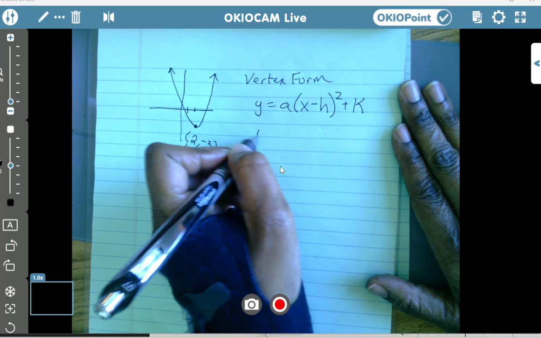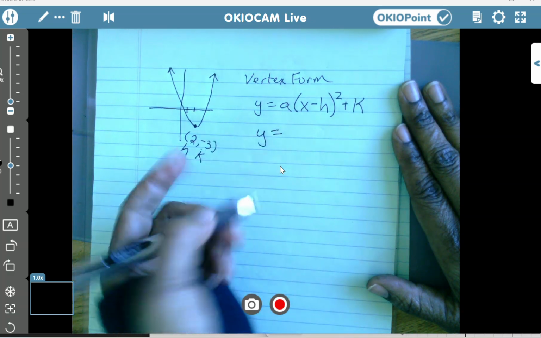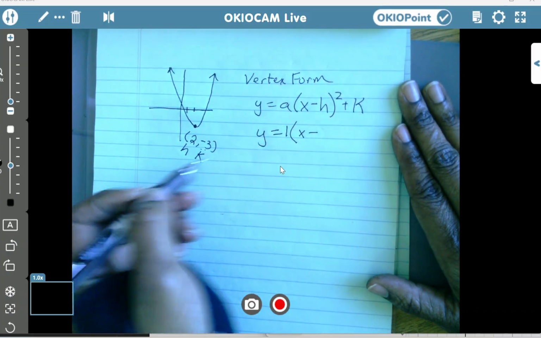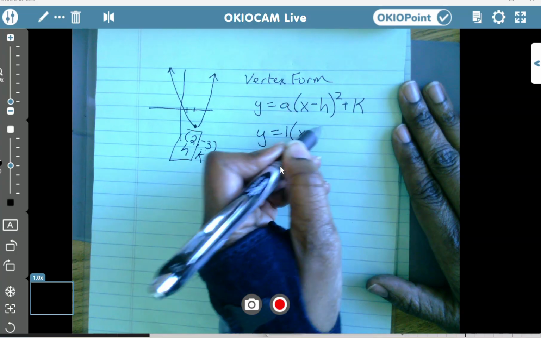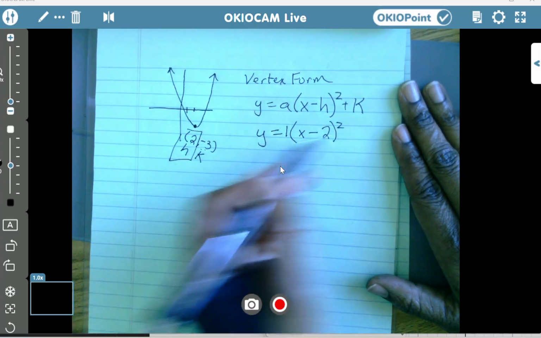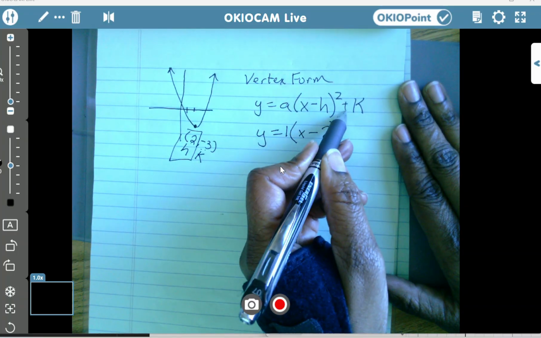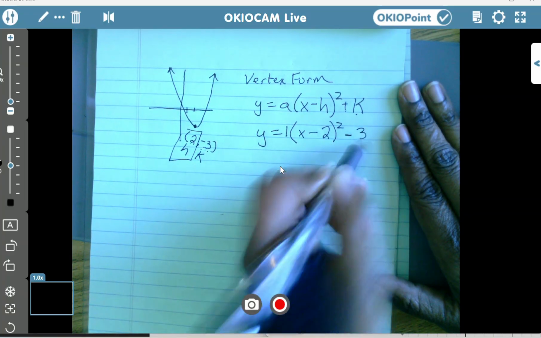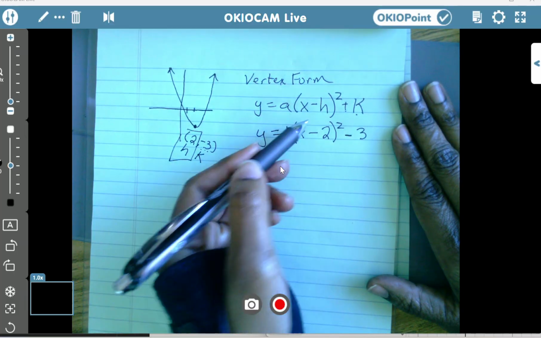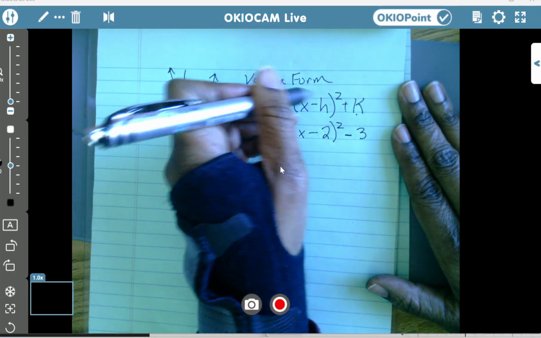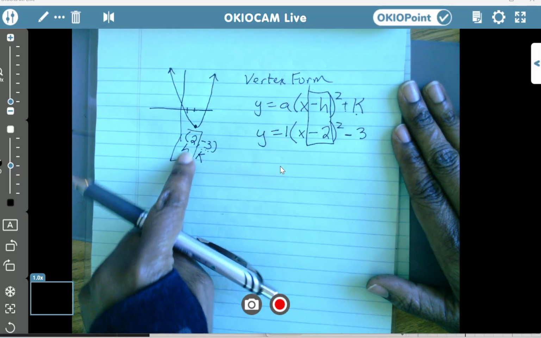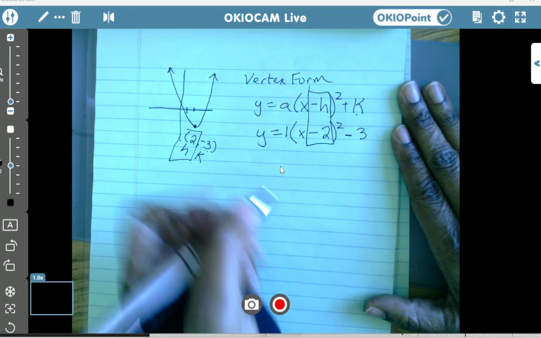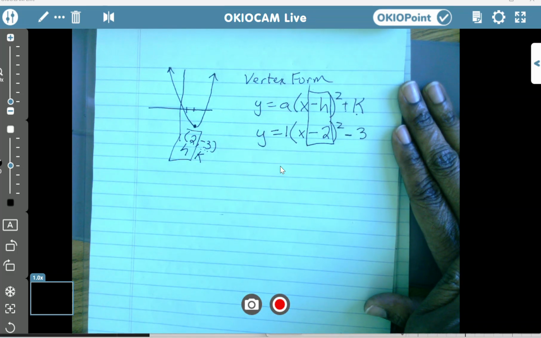So what you're going to do is type in y equals, we're assuming that a is 1, x minus h is 2. So I'm going to put 2 squared. K is -3. So instead of putting plus 3, I'm going to put minus 3 because k is negative. Notice that this is the opposite of h. So if h is 2, in the formula it's going to be minus 2. Alright, so now we have the equation in vertex form.